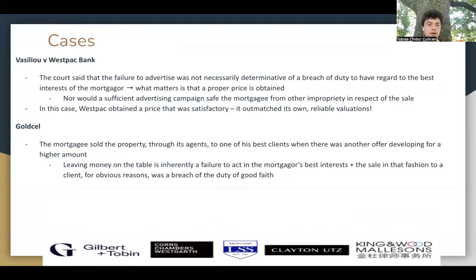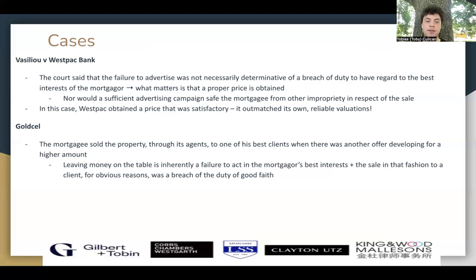Vasiliou, I haven't really gone through the facts here too much. Just because Vasiliou was a crazy man, he was alleging all sorts of impropriety on the part of the state and the bank and even the judiciary. So it's a good read.